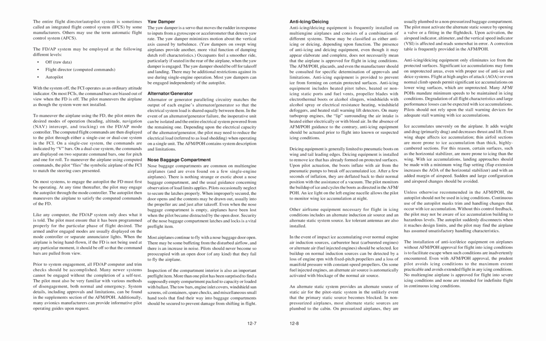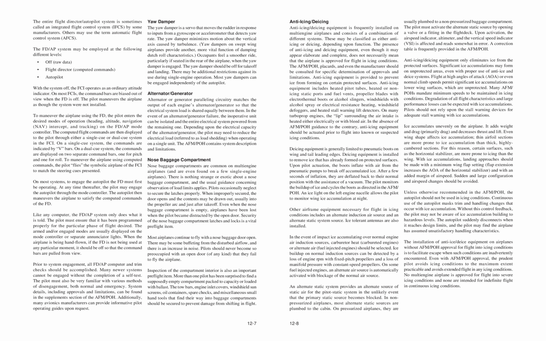Deicing equipment is generally limited to pneumatic boots on wing and tail leading edges. Deicing equipment is installed to remove ice that has already formed on protected surfaces. Upon pilot actuation, the boots inflate with air from the pneumatic pumps to break off accumulated ice. After a few seconds of inflation, they are deflated back to their normal position with the assistance of a vacuum. The pilot monitors the buildup of ice and cycles the boots as directed in the AFM/POH. An ice light on the left engine nacelle allows the pilot to monitor wing ice accumulation at night.